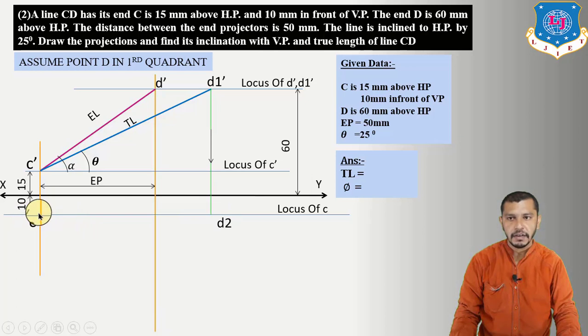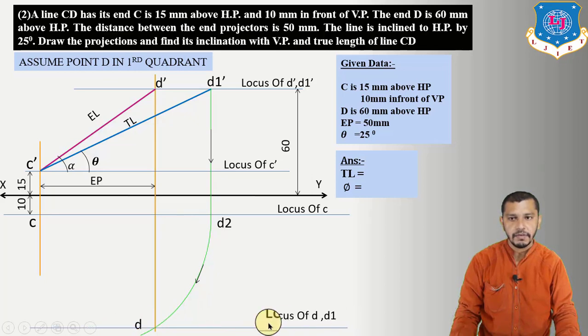So take C as a center, radius equal to C to D2, and give an arc and mark the intersection point of this arc with the projector of D. We will get D. So this will be the locus of D and D1. Connect D to C. We will get the plan which is inclined at angle of beta. So beta is the angle of inclination of the plan of the line CD with the XY reference line. Now measure this C dash D dash, which is our true length. Take center at C and give an arc on the locus of D and D1. We will get D1 over here.